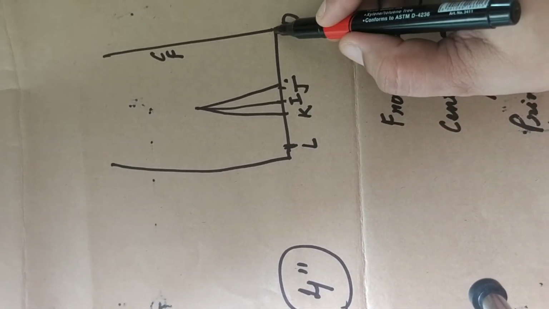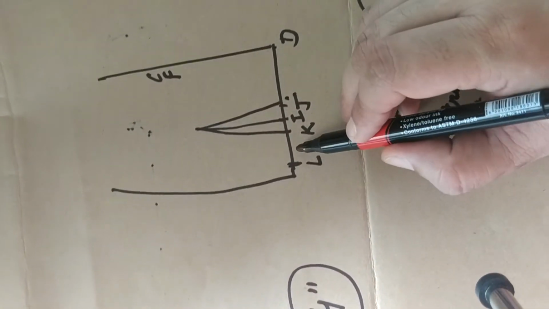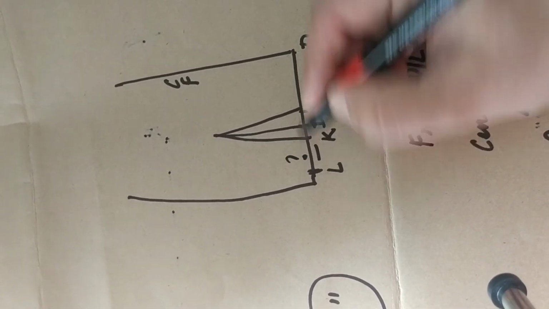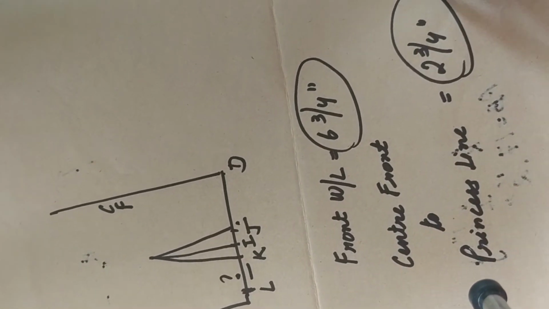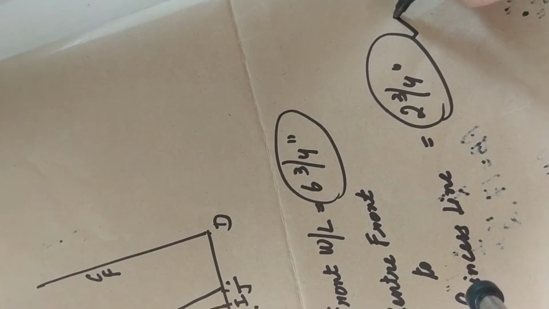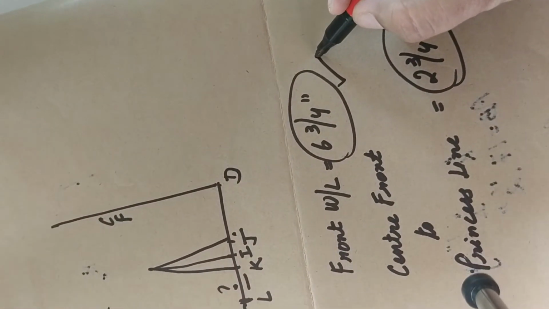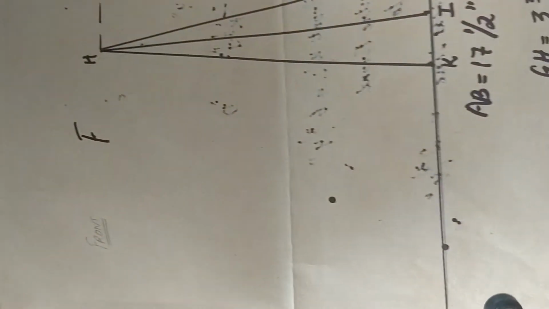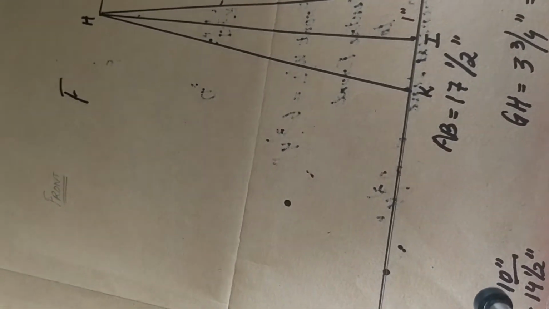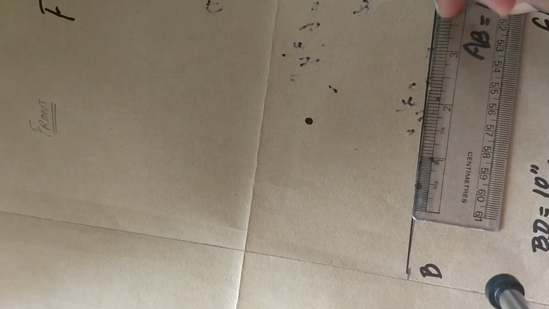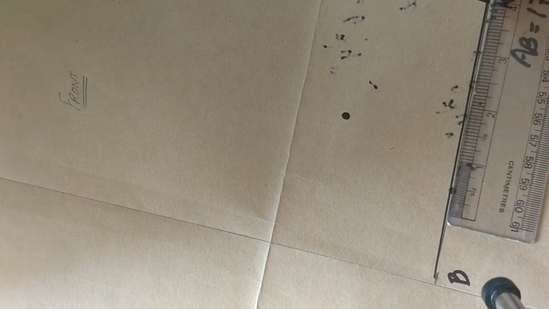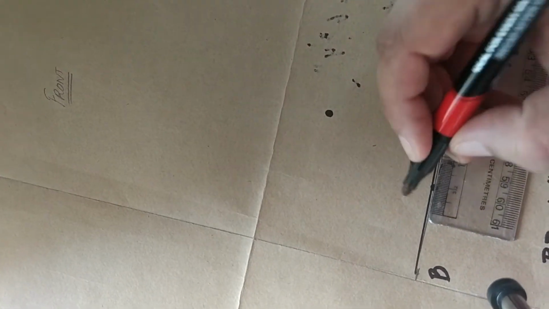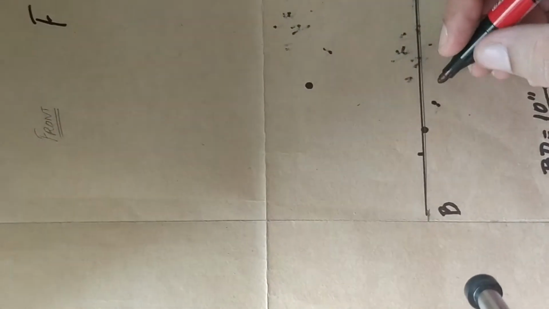Okay, so what I have done is I have the complete waist measurement as 6 3/4. To calculate the rest of the amount, I have subtracted the center front to princess line measurement from the frontal waistline measurement. So I am left with 4 inches here. Okay, so I'll move back to my pattern here now, and from K I will measure 4 inches and mark that point as L. So from here 4 inches and let this point be marked as L.